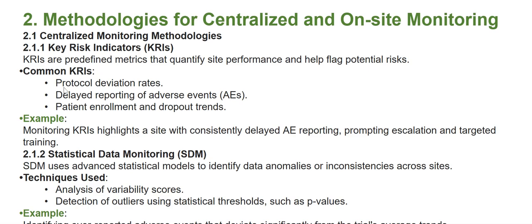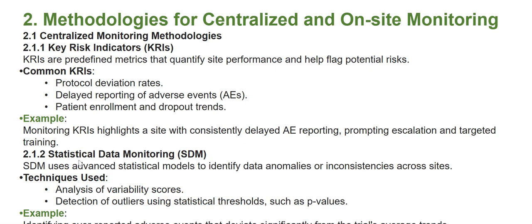Common key risk indicators, we have the protocol deviation rates. We have delayed reporting of adverse events, AEs, patient enrollment and dropout trends. Those are three bullet points of common key risk indicators, and they are common in the majority of the trials. Example: monitoring key risk indicators highlights a site with consistently delayed AE reporting, adverse event reporting, prompting escalation and targeted training.